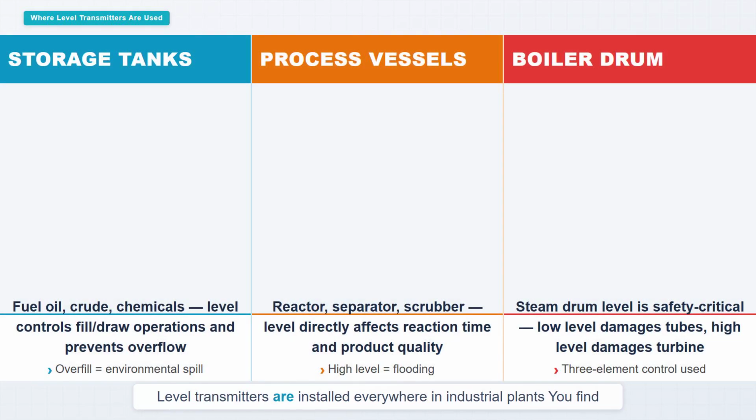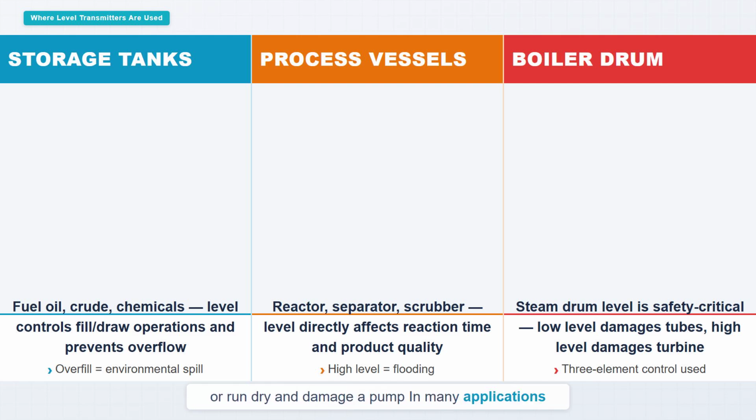Level transmitters are installed everywhere in industrial plants. You find them on storage tanks measuring fuel oil or crude, on process vessels measuring reactor level, on boilers monitoring drum level, and on separators in oil and gas facilities. Without accurate level measurement, a tank can overflow and create a spill or run dry and damage a pump.